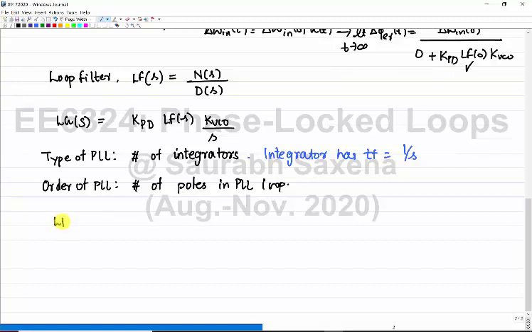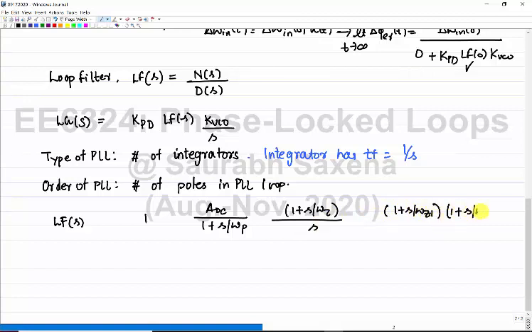Now let me pick up a couple of options. If I have a loop filter of S, let us say 1, or some particular low pass filter which is a DC gain plus a pole. Then an integrator and a zero, 1 plus S by omega Z, divided by S. And then another one may be 1 plus S by omega Z1 into 1 plus S by omega Z2. This is just the transfer function of the loop filter, and I need to define what the type and order are.